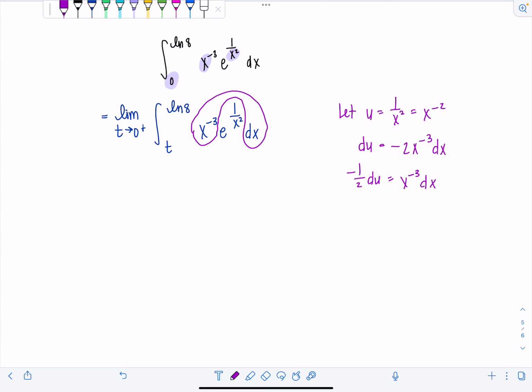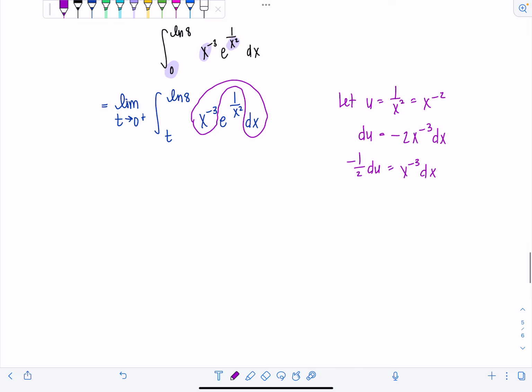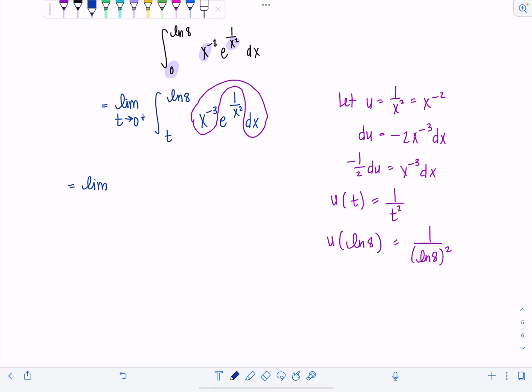Fabulous. You also have to change your limits of integration, okay? Don't be a sloppy little student. So u of the lower limit t would be 1 over t squared. And then u of the upper limit, natural log of 8, is 1 over ln of 8 squared. Yeah, you have to change them. Everything has to be in terms of the same variable. So here we go. Write lim every step of the way, unless you want negative 1, like I told my class.